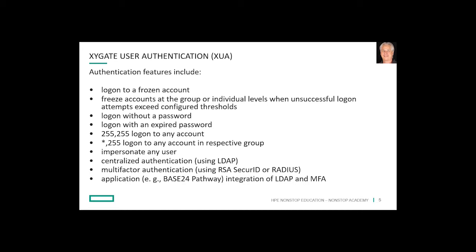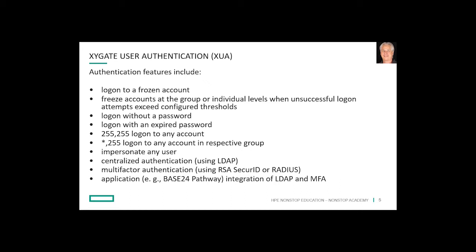Some of XUA's features include logging on to a frozen account, freezing accounts at the group or individual levels when unsuccessful logon attempts exceed configured thresholds, logging on without a password, logging on with an expired password, logging down to any account from the super account, logging down to any account in a group from the respective group super account, and impersonating any user. Impersonation is a feature that can allow authorized users to log on to any target user ID or alias, including super, without knowledge of the target user's password.